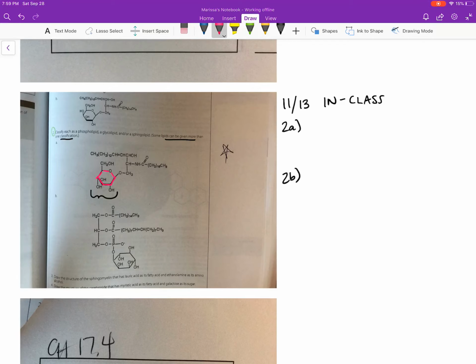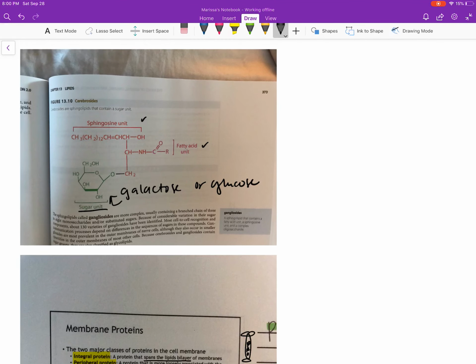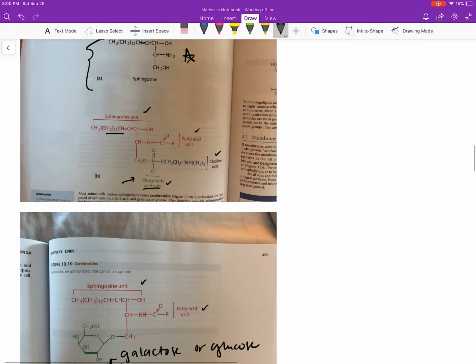So this presence of the sugar, the glucose, oh, I keep forgetting that color doesn't show up well. The glucose classifies this one as a glycolipid. Hopefully you can see that on there. Now the other ones we have to look for are phospholipid, and I don't see any phosphorus on the first one, so I'm going to say it's not a phospholipid. But we just briefly looked at the sphingosine unit, so maybe we need to go back and look more specifically at what that looks like.